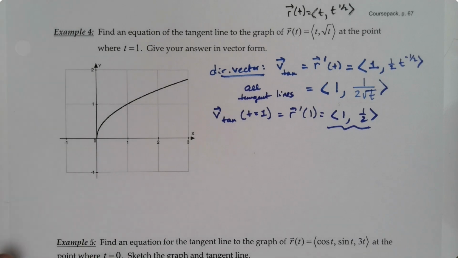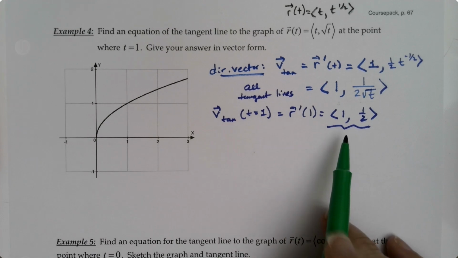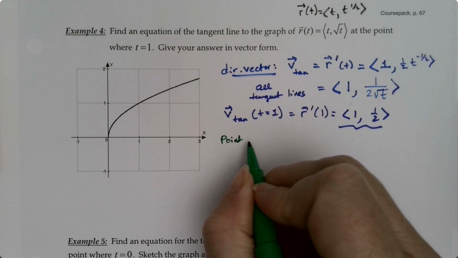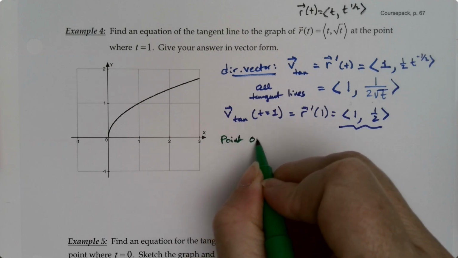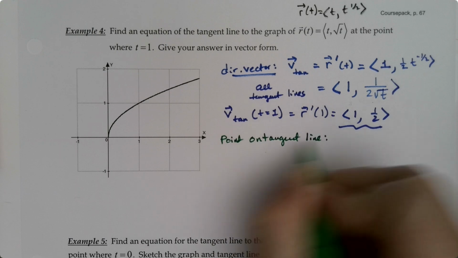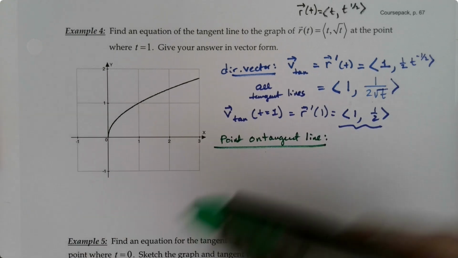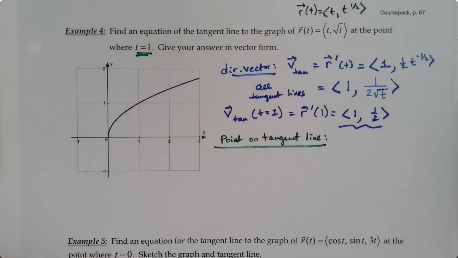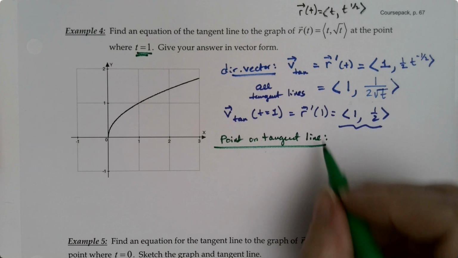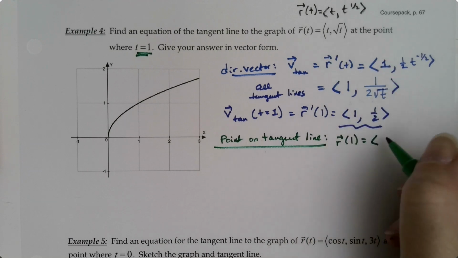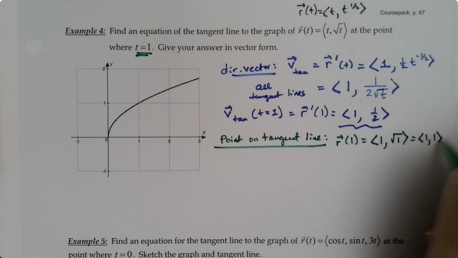Okay, now I need another point. I know my direction vector, I need a point on the tangent line. A point on the tangent line will happen at the particular t value I was given. So if I substitute r of 1, I would get 1 comma the square root of 1, which is 1, so 1, 1, which should also be looking familiar to you.